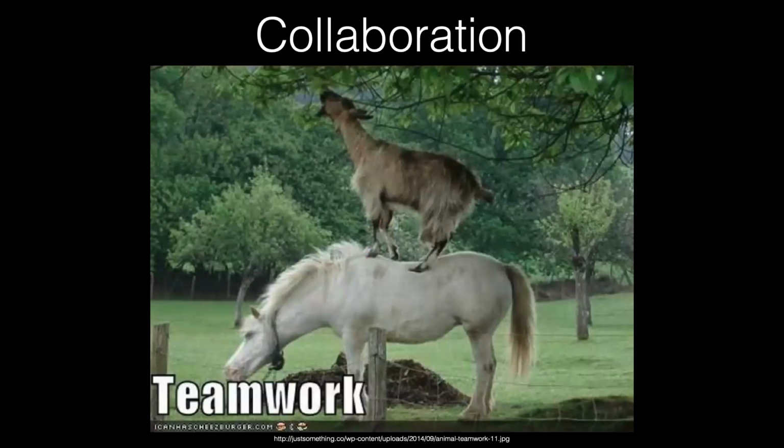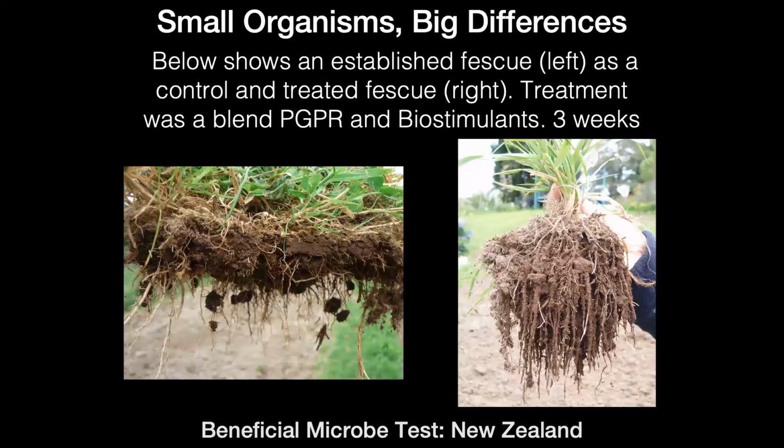So we talked about plants, we talked about microbes. Now let's talk about the teamwork, that collaboration component where the organisms work together. And with these bacteria, they're small organisms, they can make a big difference. I've shown these pictures before. We can see an established fescue on the left, and that's the control. That's established. It's been growing for quite a while.